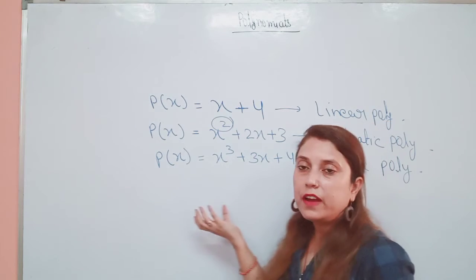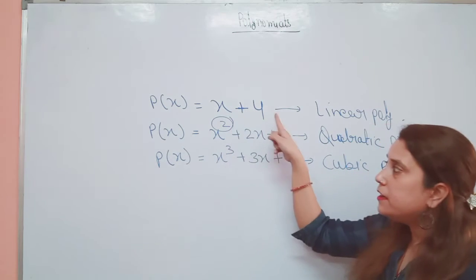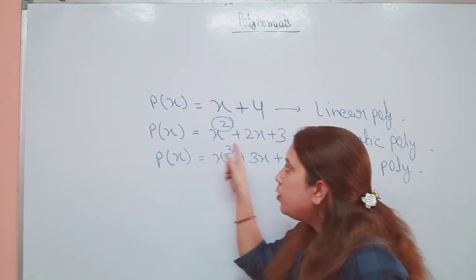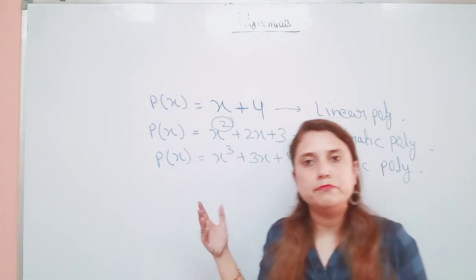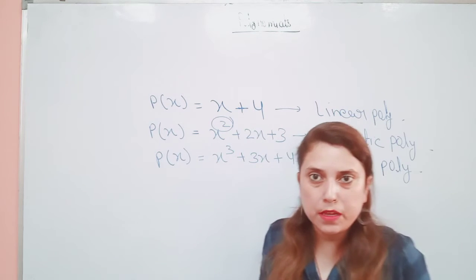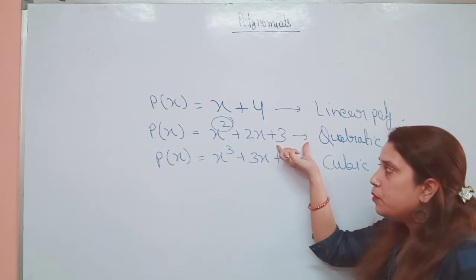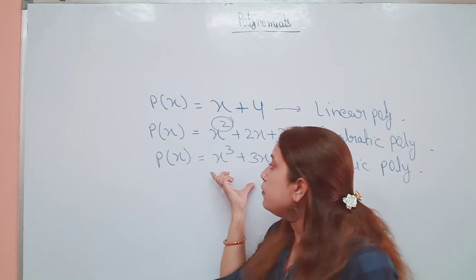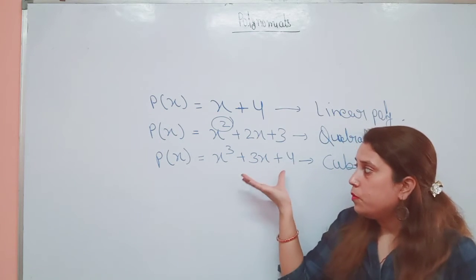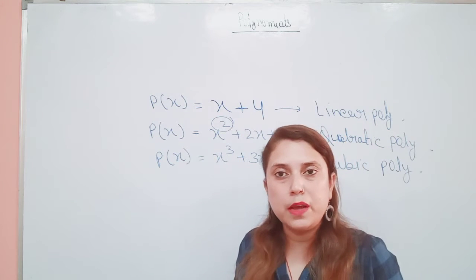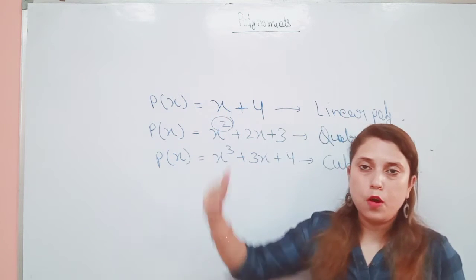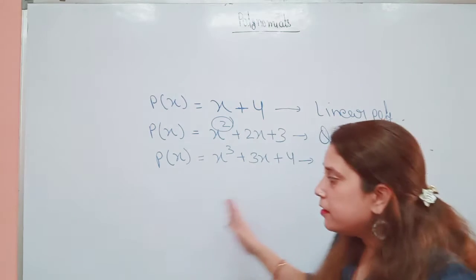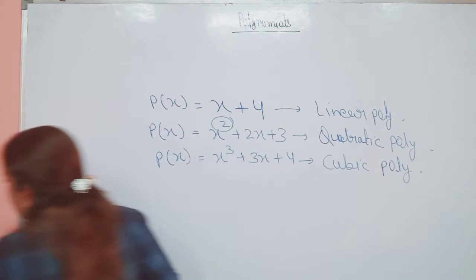And now how to find the zeros for linear? We equate with 0. For a quadratic polynomial, first we do the factorization, the middle term splitting method, and then in the last we equate with 0. For a cubic polynomial, first we find one zero by the hit and trial method, and after that we do the long division method, and in the last we do the factorization and equate with 0.